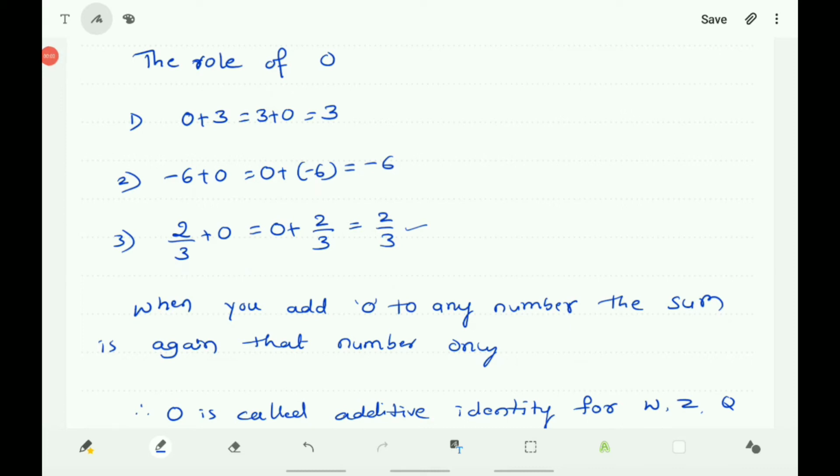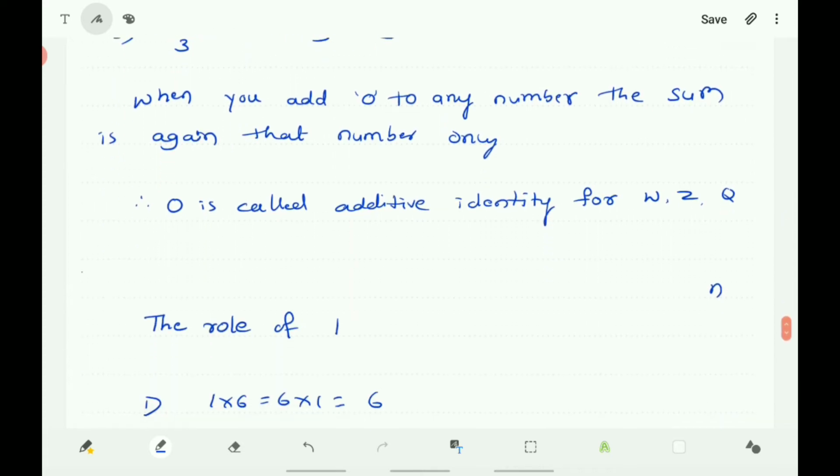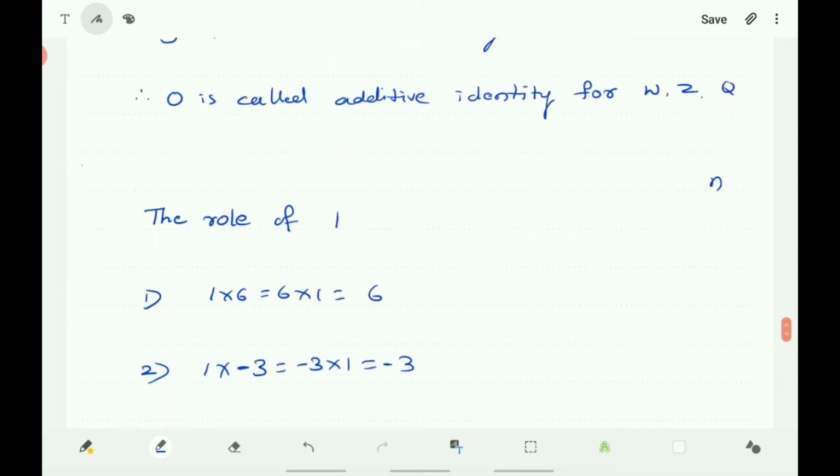You know that 0 is a whole number, and also it is an integer, and also it is a rational number. Therefore, 0 is called the additive identity for W, Z and Q. Means 0 is the additive identity for the set of whole numbers, set of integers, and also for the set of rational numbers.